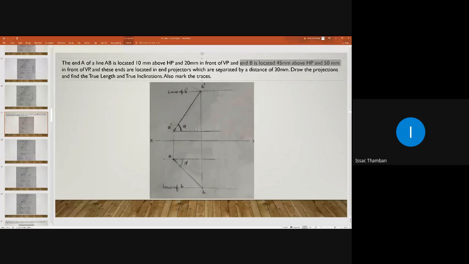So draw this horizontal line from A dash. It must be a thin line. Draw this line and mark this angle as alpha. And another horizontal line from point A, and mark this angle as beta. Alpha is the apparent inclination in the elevation and beta is the apparent inclination in the plan.